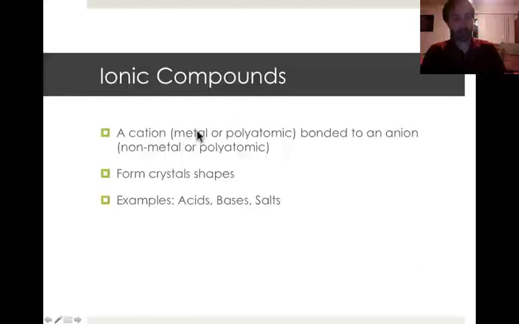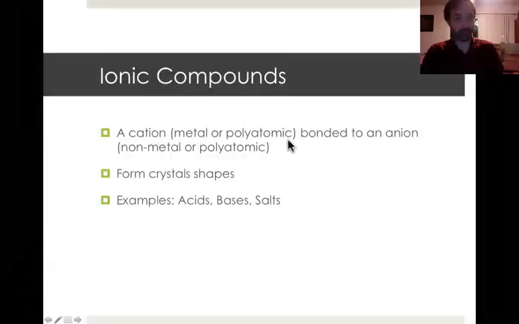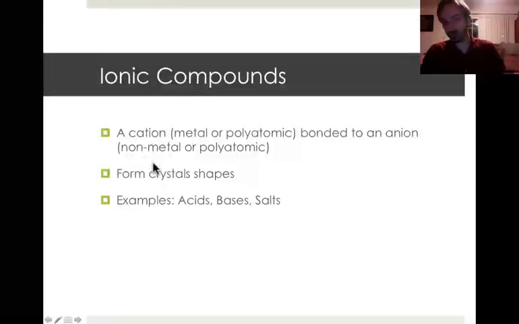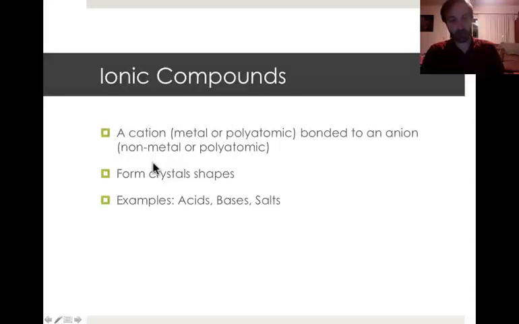Just a cation could be a metal, something like sodium we just talked about, or it could be a polyatomic like ammonium, will be stuck to or bonded to an anion, which could be a non-metal like chlorine that we just looked at, or a polyatomic like hydroxide. So another example of an ionic compound would be something like ammonium, which is NH4+, being attracted to hydroxide, which is OH-. They both have opposite charges.